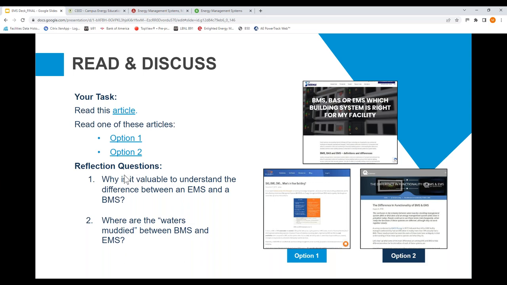In this case, these articles are pretty short. So let's go ahead and give about 7 to 8 minutes for this particular activity. I'll come back on as we get close to that time. All right, thank you.